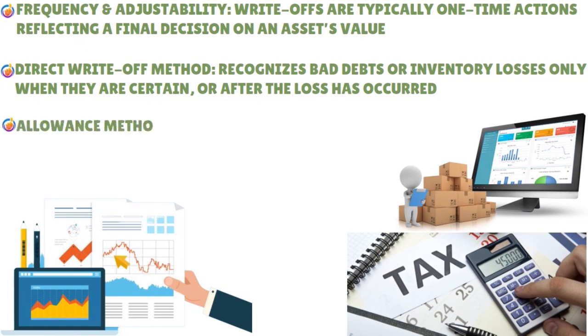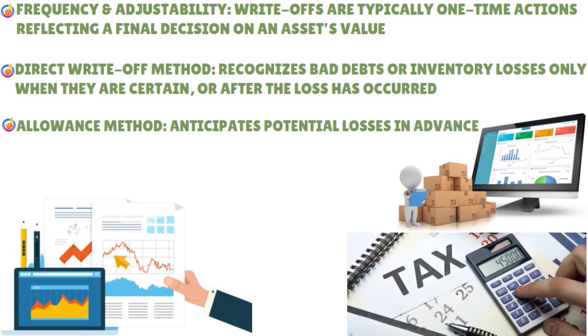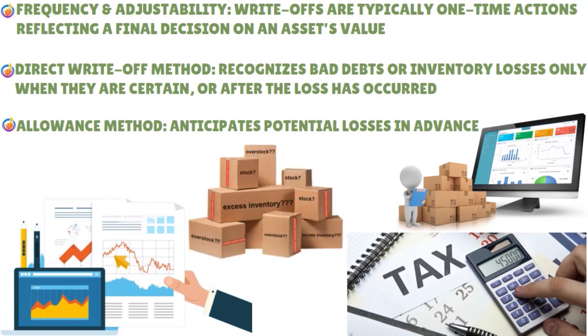You also have the allowance method. So the allowance method anticipates potential losses in advance. Your business will estimate the amount of receivables or inventory that may not be recoverable in the future and actually create a reserve for these anticipated losses. Now, this reserve, recorded in a contra asset account, matches expected losses with revenues in the same accounting period.